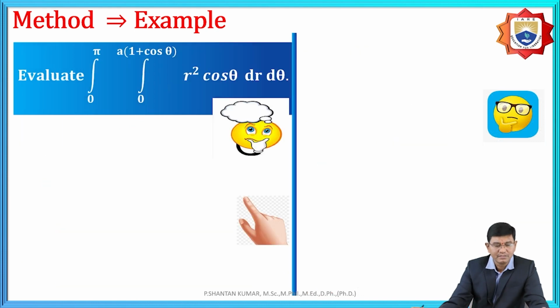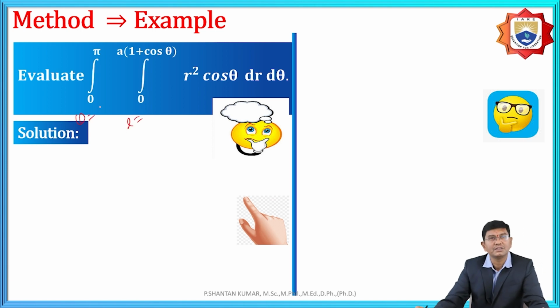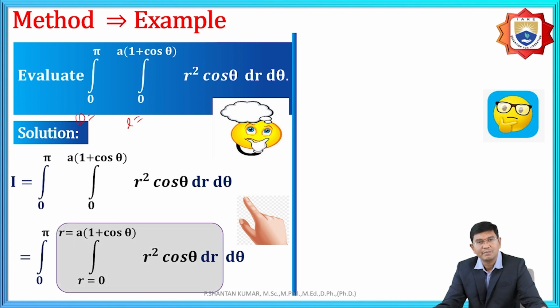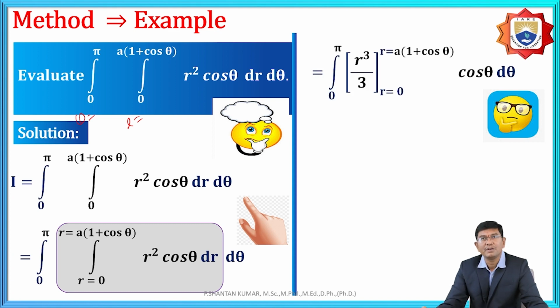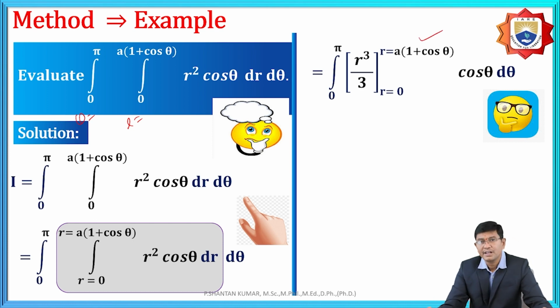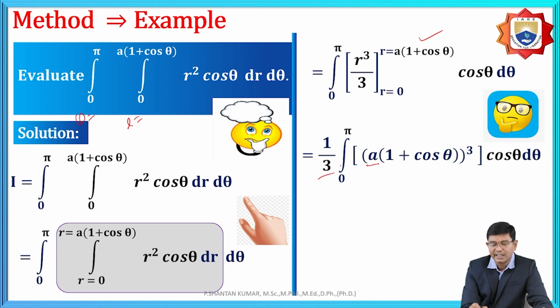For example, r from 0 to a into 1 plus cos theta, and here also we need to assume theta is equal to 0 to pi. Based upon that, the integration of r square is r cube by 3, and again the limits are between 0 to a(1 + cos theta), and cos theta is a constant, we need to take out common outside. Therefore it is r cube by 3, and again a(1 + cos theta) whole cube by 3, and here also a cube by 3 is taken out common, and (1 + cos theta) whole cube into cos theta.